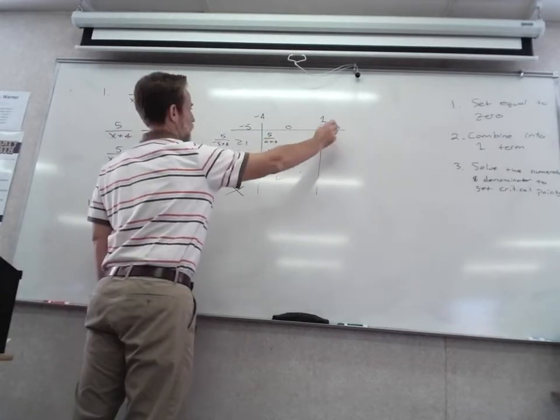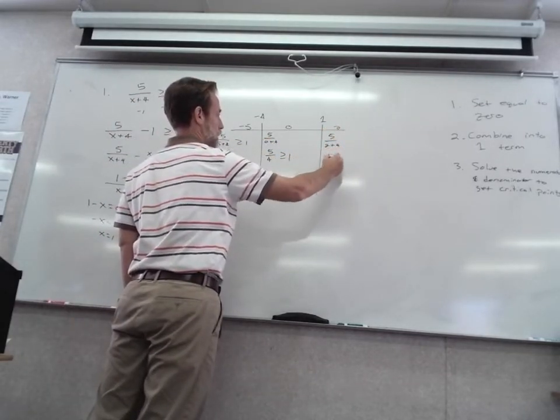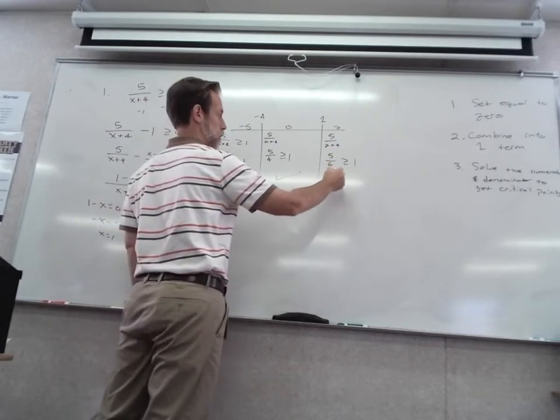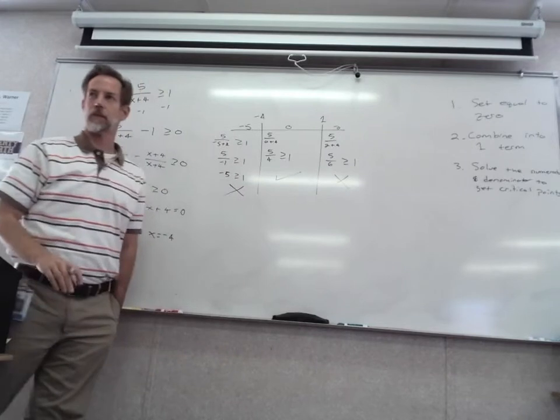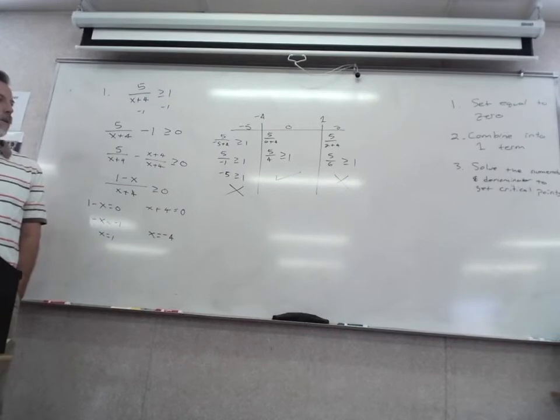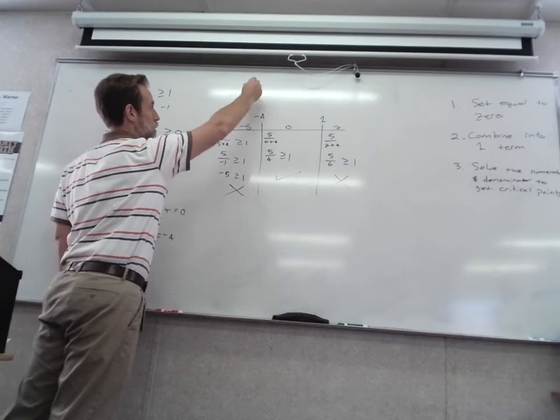And then we try 2. So I'll have 5 over 2 plus 4, which is 5 over 6. Is that greater than or equal to 1? No, 5/6 is less than 1, so that one does not work. Okay, so we know our region. It's the middle region. So it's going to start at negative 4, and it's going to end at 1.